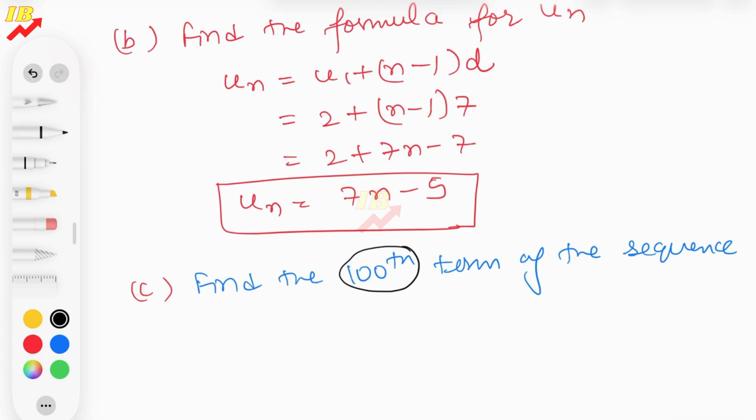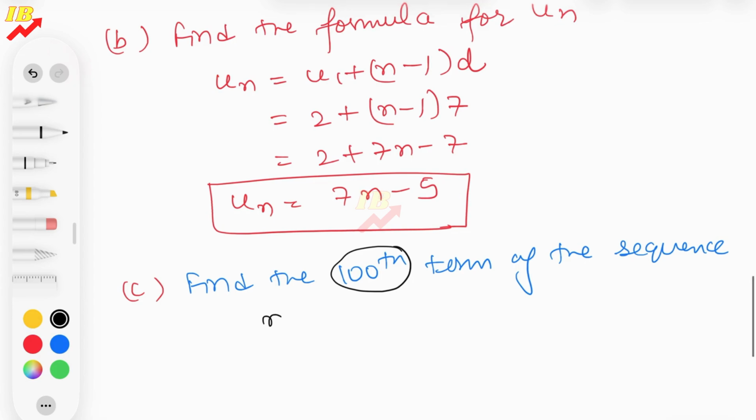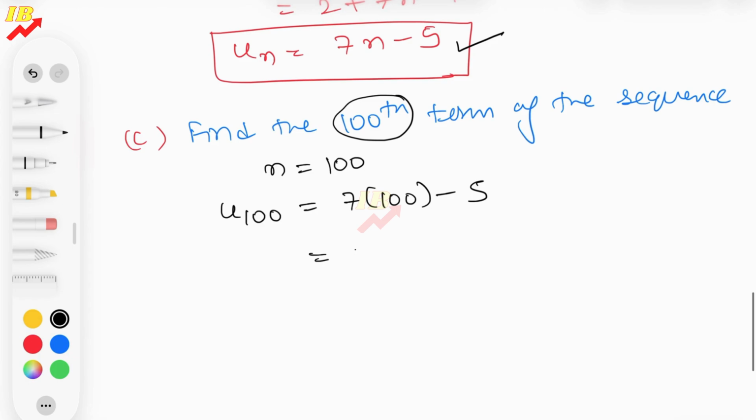Okay, this is the 100th term. That means you're finding the 100th term of that sequence, right? That means your n place is 100 now. Now I'm not supposed to use the general formula because I already found an expression for it. So I am directly using u100 as 7 times 100 minus 5, which is going to give me 700 minus 5, which is 695. That is u100.